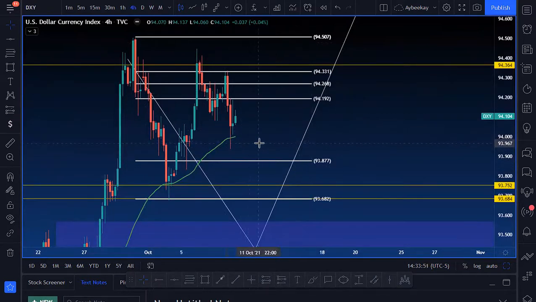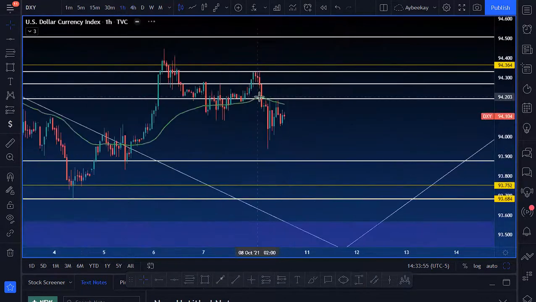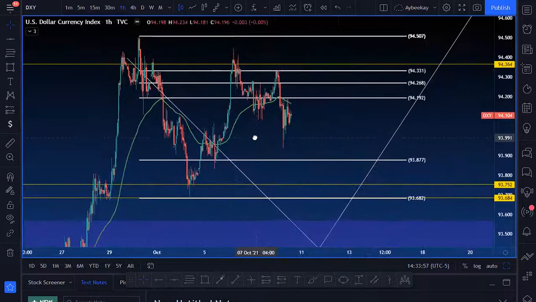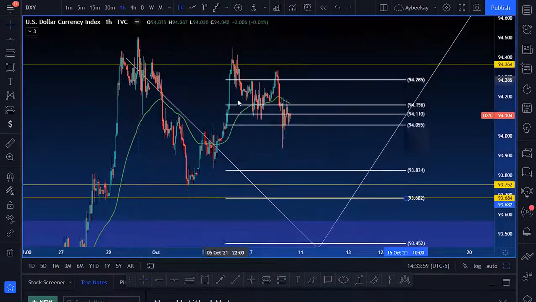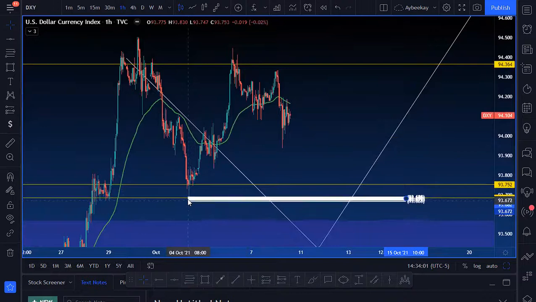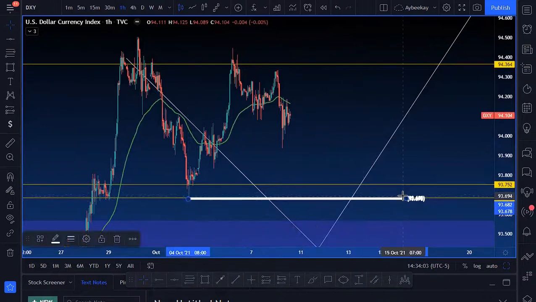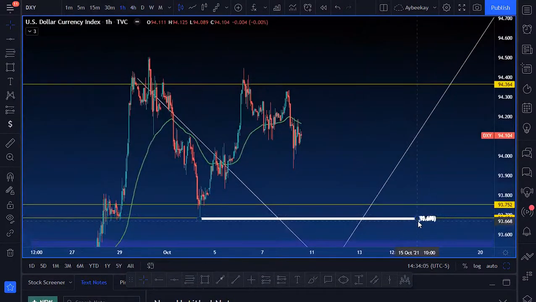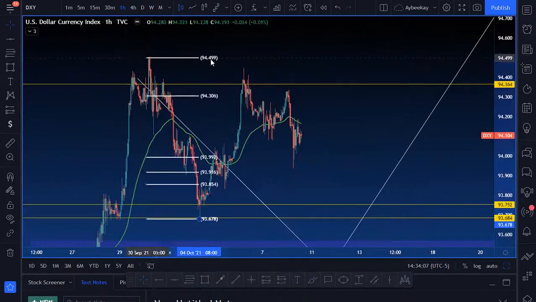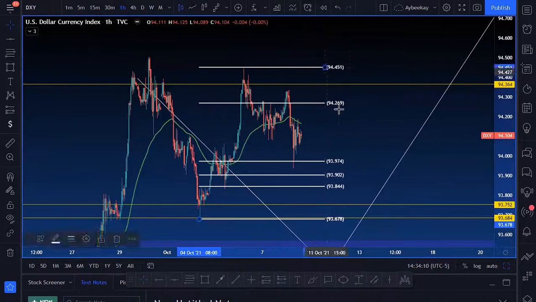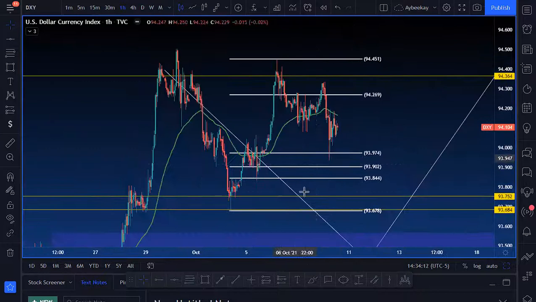I wouldn't necessarily try to sell it, but trying to buy it isn't the greatest opportunity in my head to play out either. I'd rather look for something that's more clear cut than what the DXY is currently showing me. So we'll see how this goes. I'm going to leave this up here.